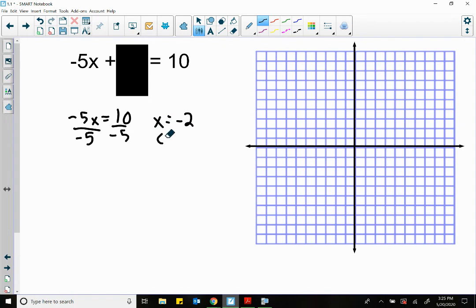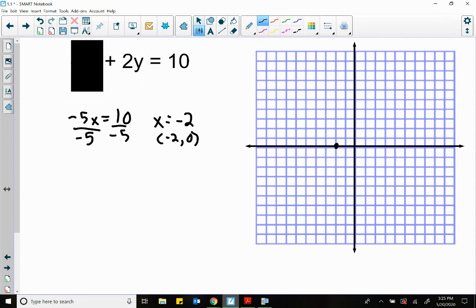So you know that the x-intercept is negative 2, 0. And you can graph that. Negative 2, 0. There it is. Okay? Then, if you want to find the y-intercept, BAM! Gone. 2y equal to 10. Divide by 2, divide by 2. Y equals 5. So your y-intercept is 0, 5.